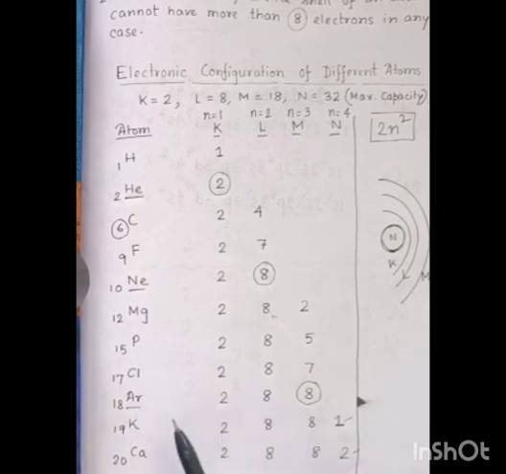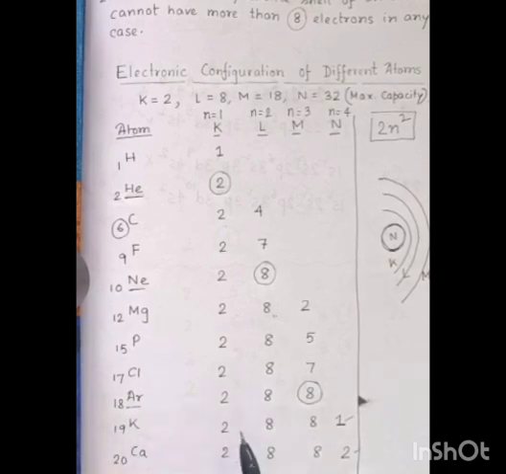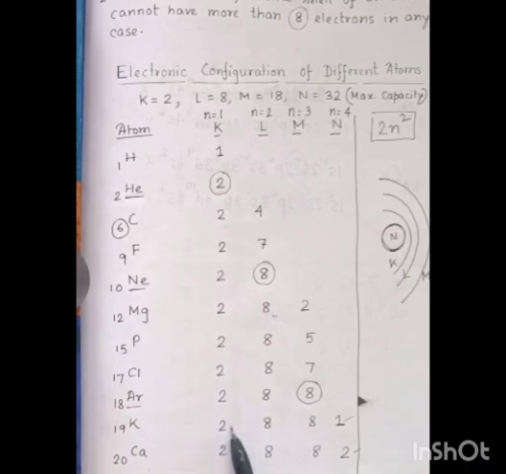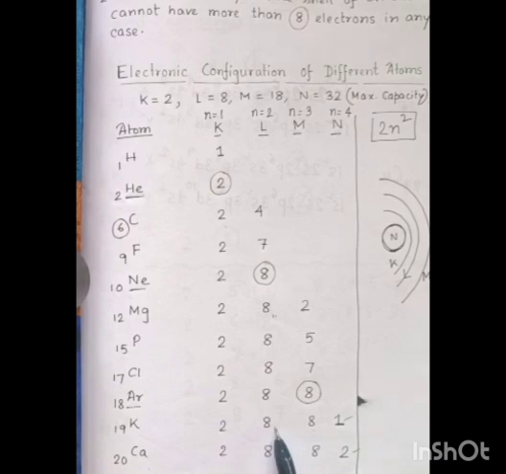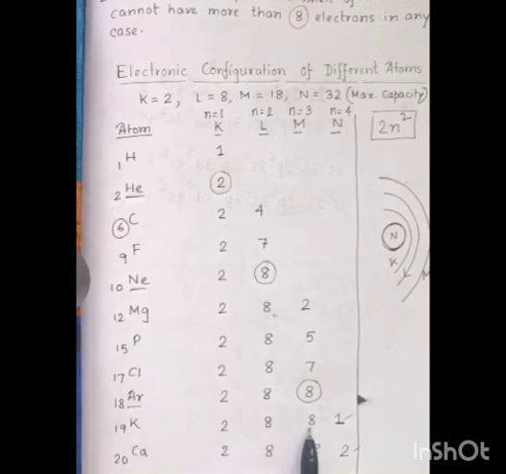Now for potassium and calcium, you can see some exceptional case. That is, for potassium you can see 19 electrons it has. Out of 19, first 2 electrons will definitely enter the first shell, K shell. Again, as usual, 8 electrons will enter the second shell, that is L shell. Now after entering 8 electrons in the L shell, 10 electrons are filled already. Now how many electrons are left with potassium? 9 electrons. So these 9 electrons can enter the third shell, right?